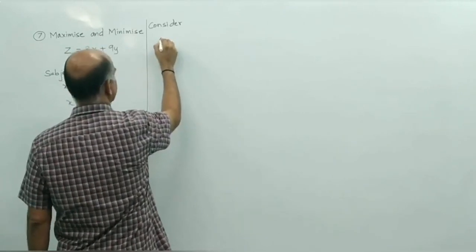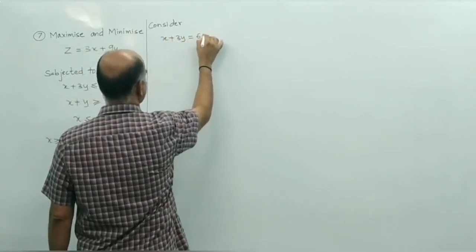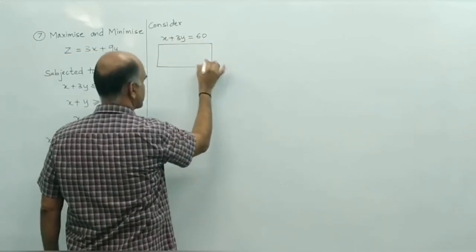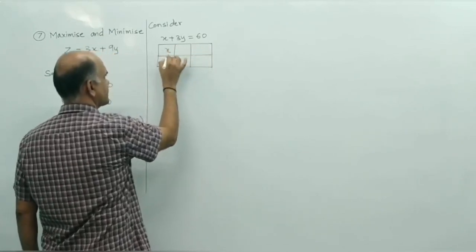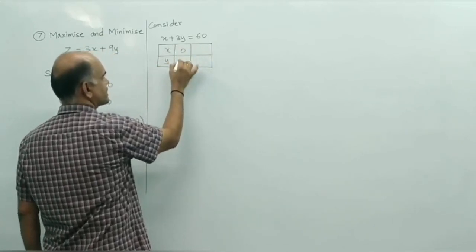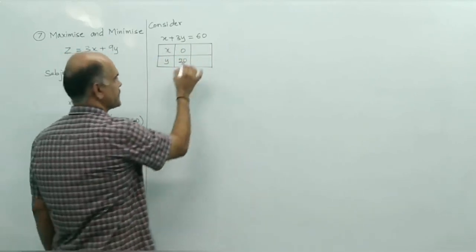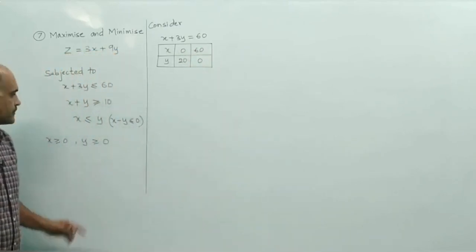First equation, if I take x plus 3y is equal to 60. If I take x and y values, when x is 0, y is 20, 20 into 3, 60. When y is 0, x is 60.